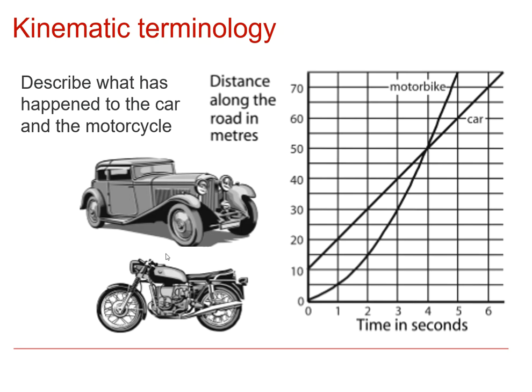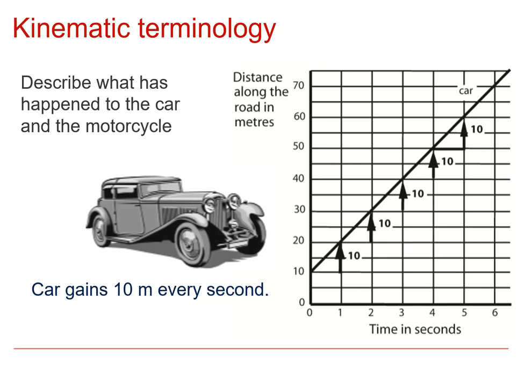If we want to think about that in more detail, with some numbers, we could firstly consider the car. If we look closely at this, what we see is that every second the car is moving forward by another 10 meters. So it's gaining 10 meters of displacement every second, and so that means that its speed is 10 meters per second.